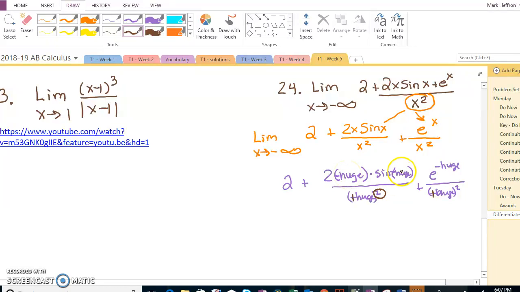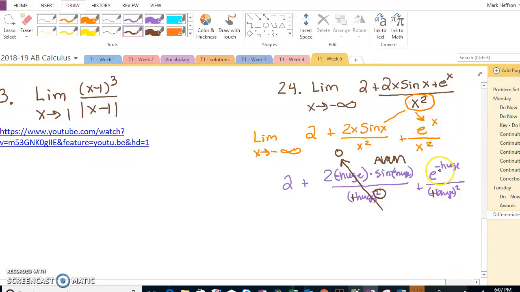then that will go to 0, especially when sine balances between -1, 0, 1, and cycles back and forth like a periodic function. So a periodic function times negative huge divided by huge squared, all of this goes to 0 because the denominator is growing bigger than the numerator.